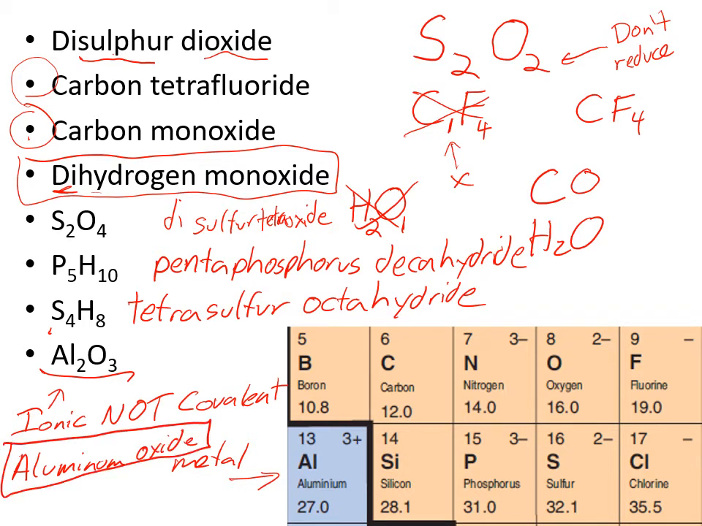Because it's ionic. The only things that get these tetra and penta and di and all that kind of stuff naming is things that are covalently bonded. This is ionically bonded, so it doesn't get any of these kinds of names that we're learning today. So I put this one in here just to kind of remind you that ionic get ionic names and covalent get covalent names.